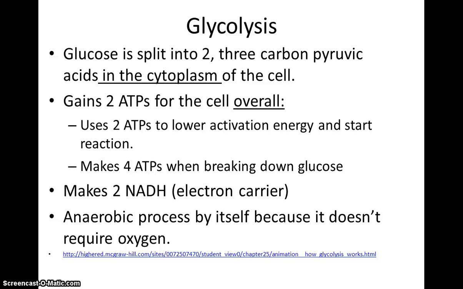This will also make NADH, which is an electron carrier, and it makes 2 molecules of this. In photosynthesis, we have NADPH. That's just a different version of this. Here we have NADH. I do want to point out as well that this is what's called an anaerobic process because this is not going to require any oxygen on its own. So aerobic is like air and ana meaning not. So this does not require oxygen.